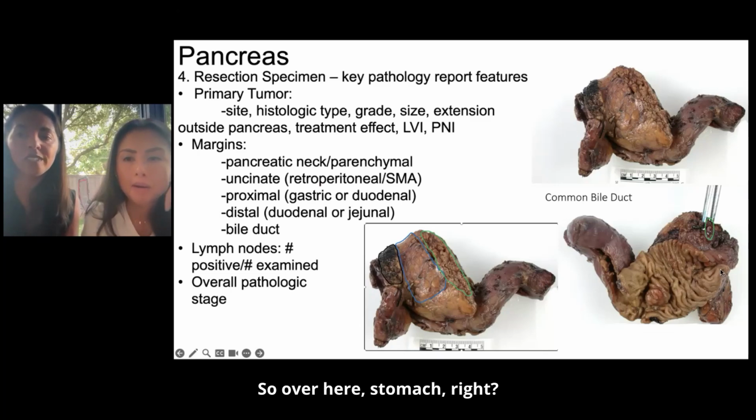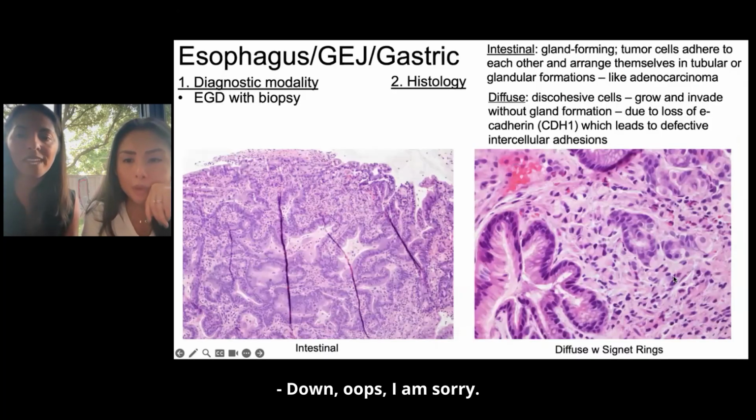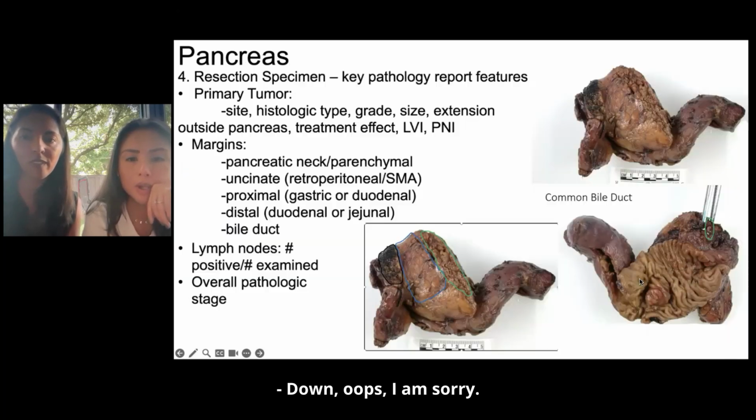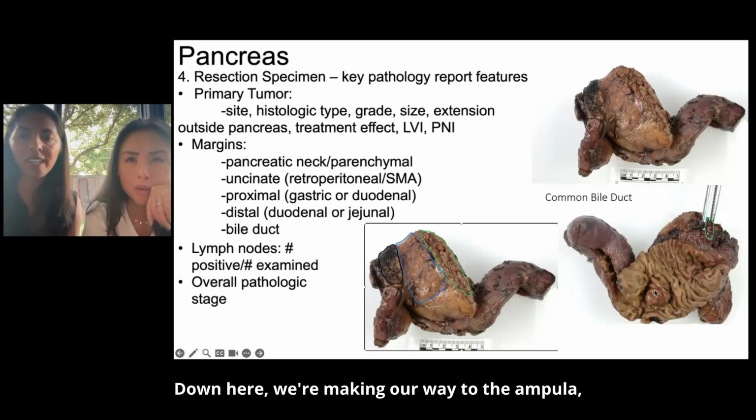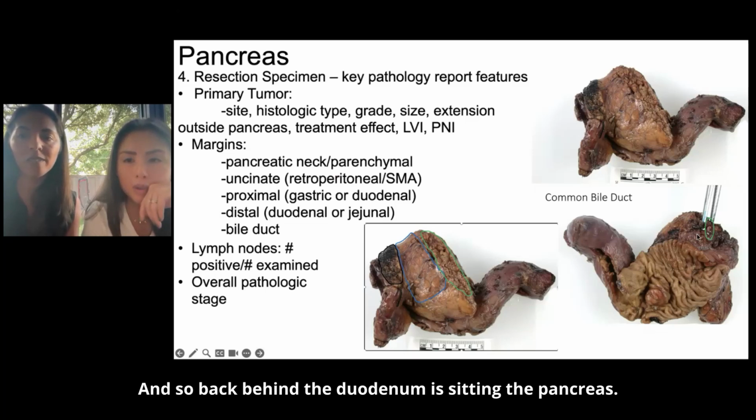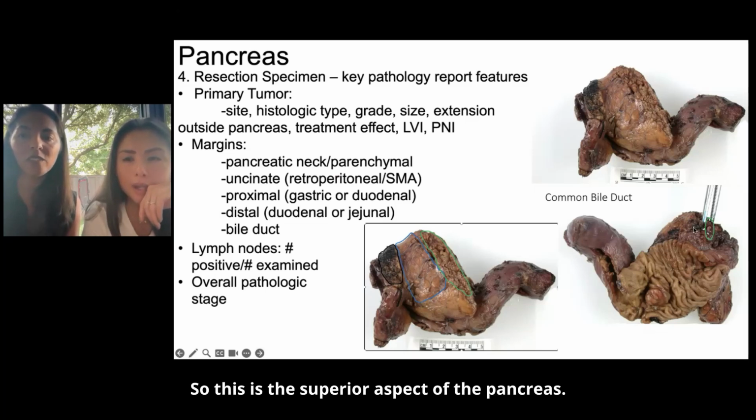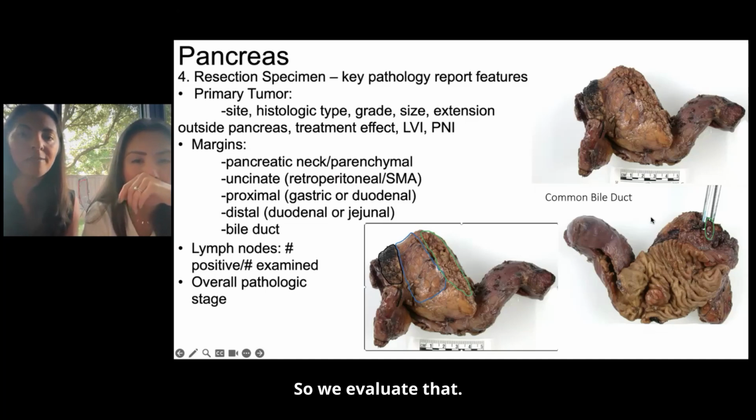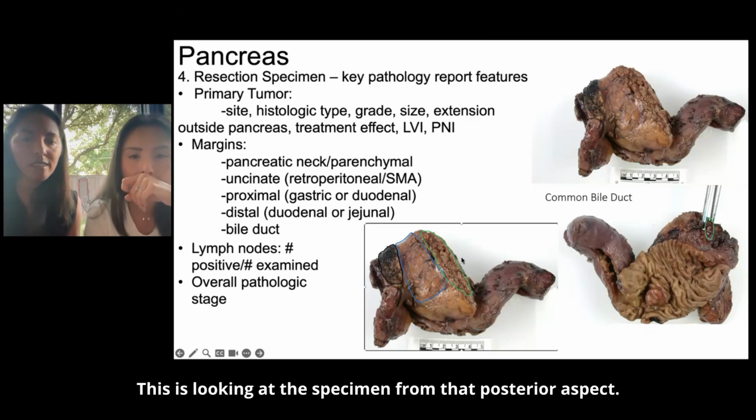So over here is stomach, right? Yep. Down here, we're making our way to the ampulla, and then further on is the duodenum. And so back behind the duodenum is sitting the pancreas. So this is the superior aspect of the pancreas. That's where the common bile duct comes out. So we evaluate that. This is looking at the specimen from the posterior aspect.